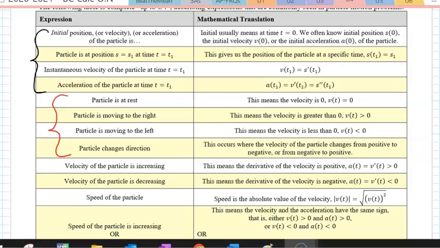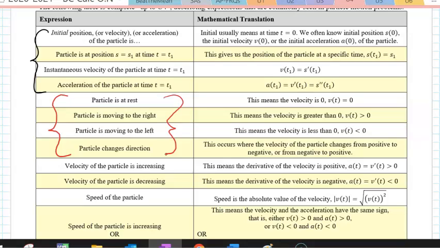Now, key phrases that show up are: when is the particle at rest, when is the particle moving right, when is the particle moving left, when is the particle changing direction. We should note that when a particle is at rest, the velocity is 0. The particle is moving right when our velocity is greater than 0, it's moving left when it's less than 0, and it changes direction when the velocity changes signs from either positive to negative or negative to positive.